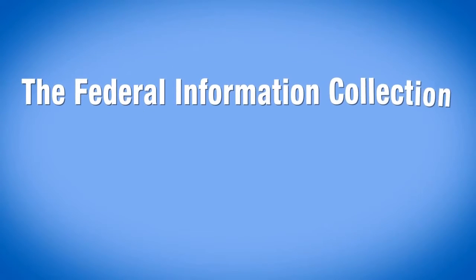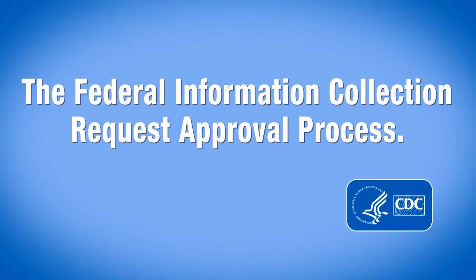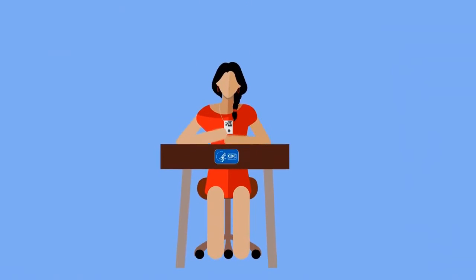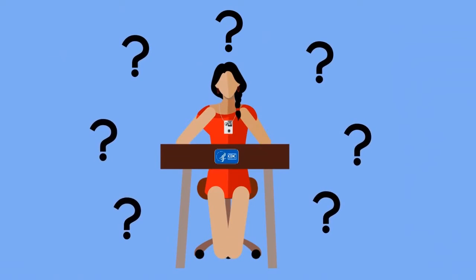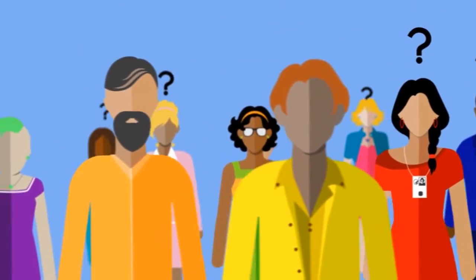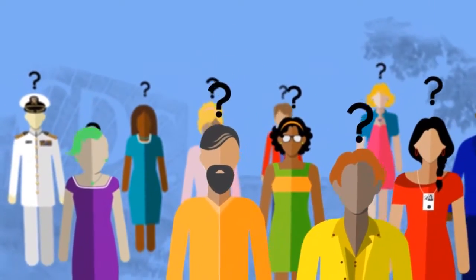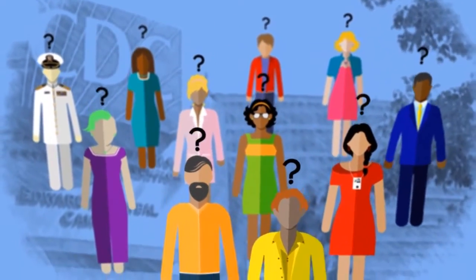This video explains the Federal Information Collection Request approval process for the Centers for Disease Control and Prevention and the Agency for Toxic Substances and Disease Registry. Most federal workers are not fully aware of the Paperwork Reduction Act and the Office of Management and Budget's requirements for requesting and getting approval to collect data and information from the public.